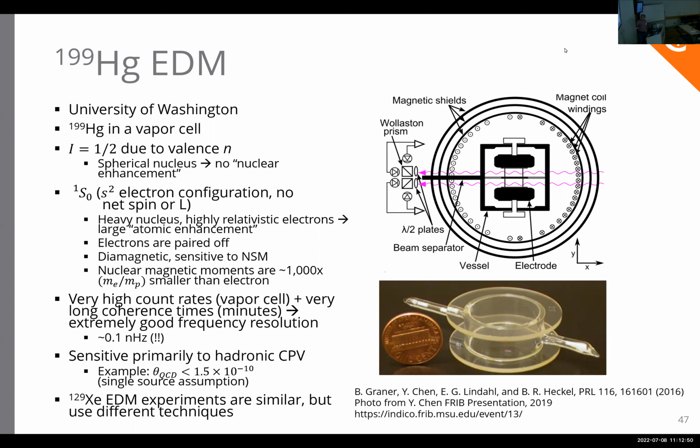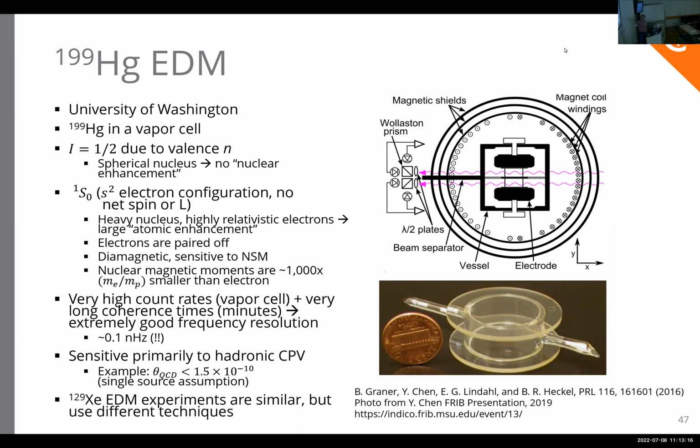Because the CP violation comes from the nucleus, it's primarily sensitive to hadronic CP violation. So for example, you can translate this limit into a limit on theta QCD, this strong CP parameter that you've heard about, both from Mariana and in my talk yesterday. It's actually pretty close to the neutron. It's within a factor of 2 of the limit from the neutron. So it's a very sensitive measurement.